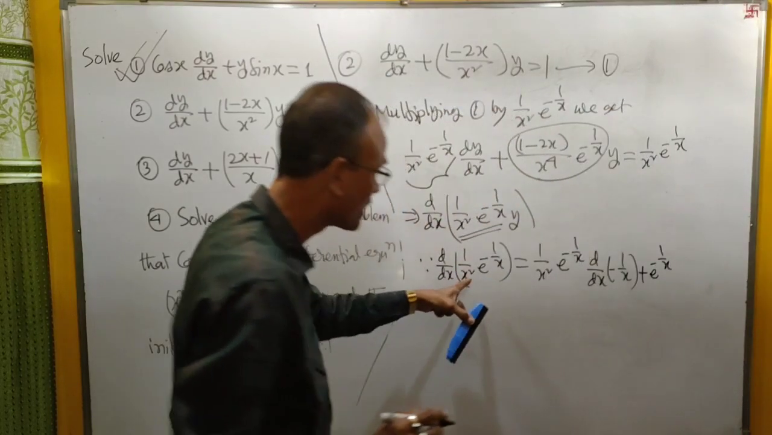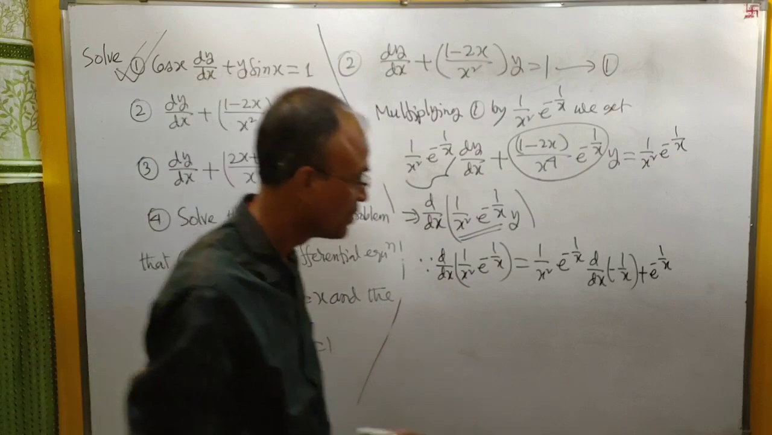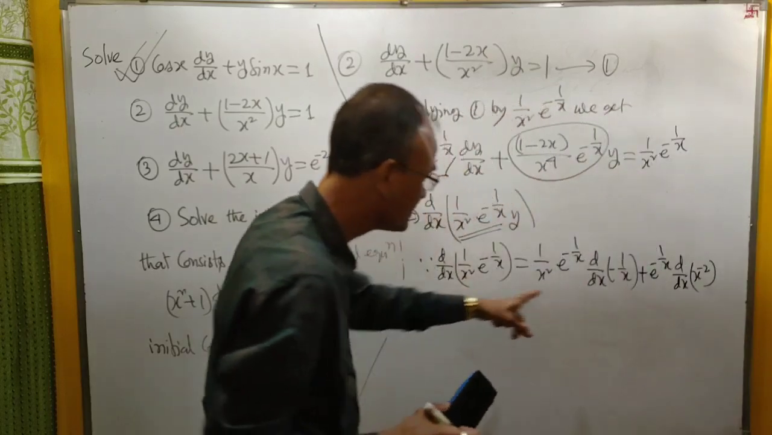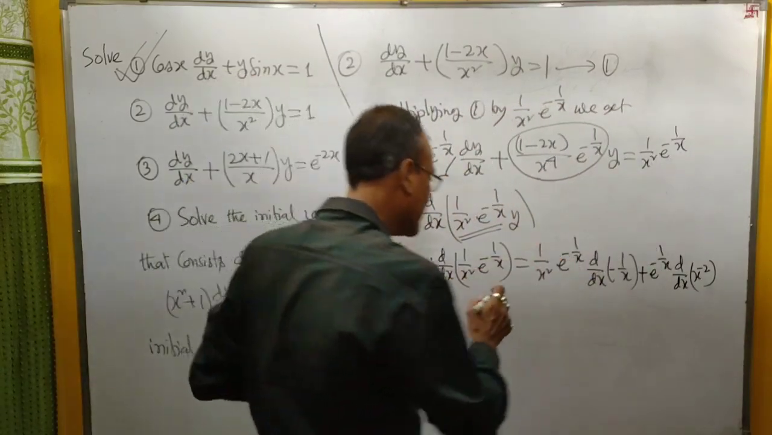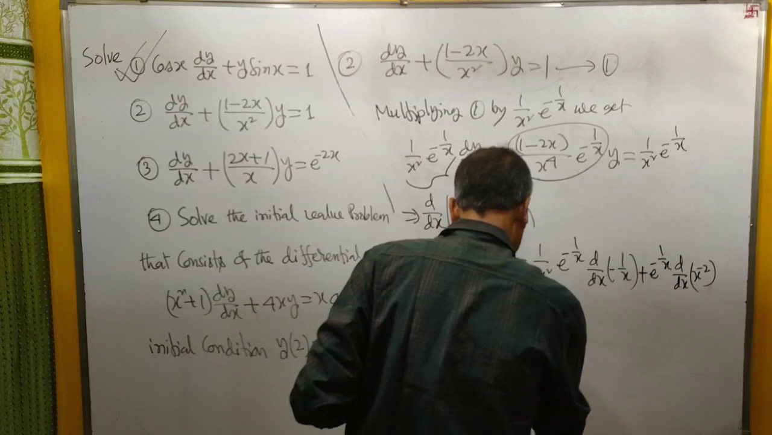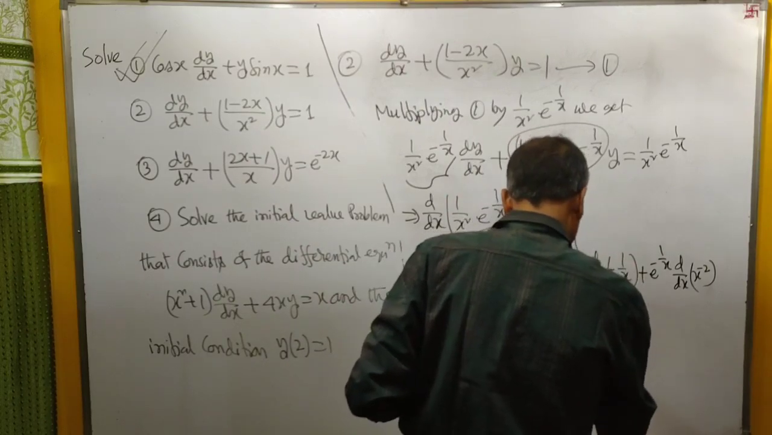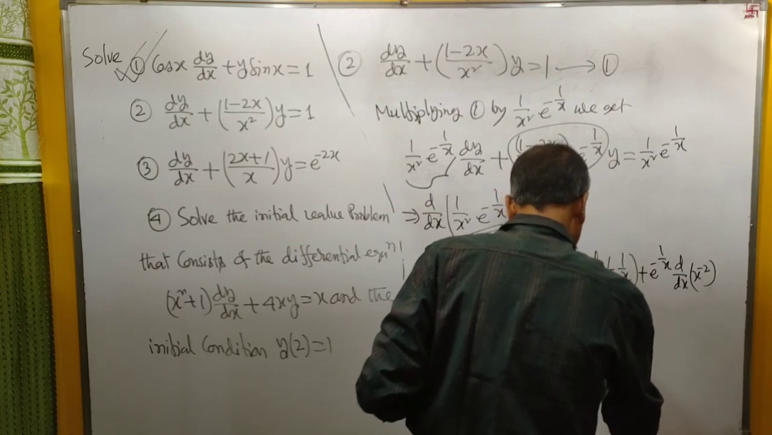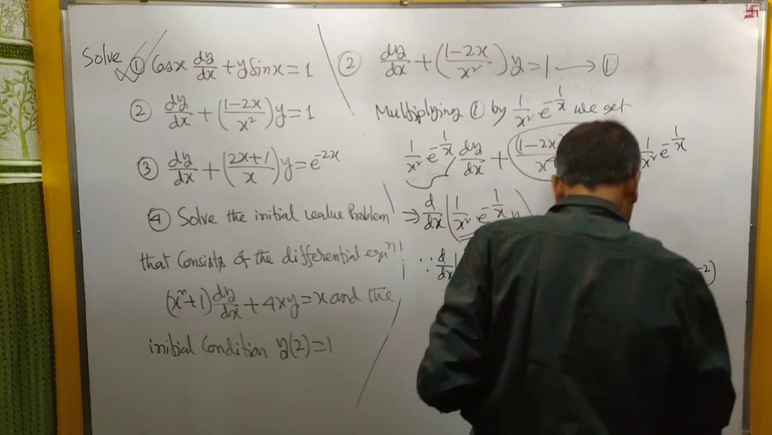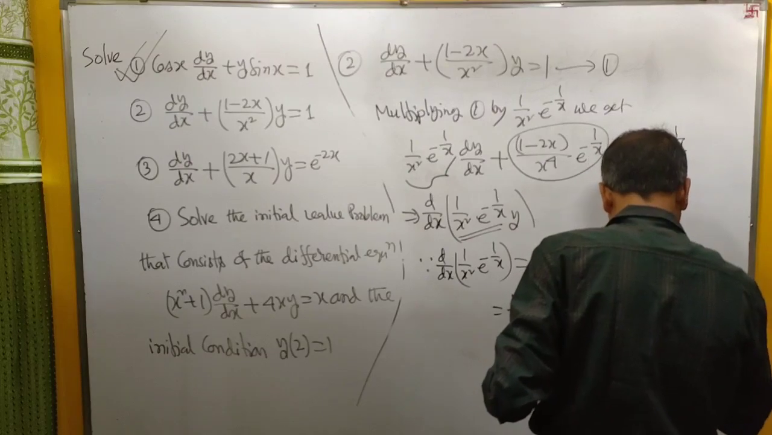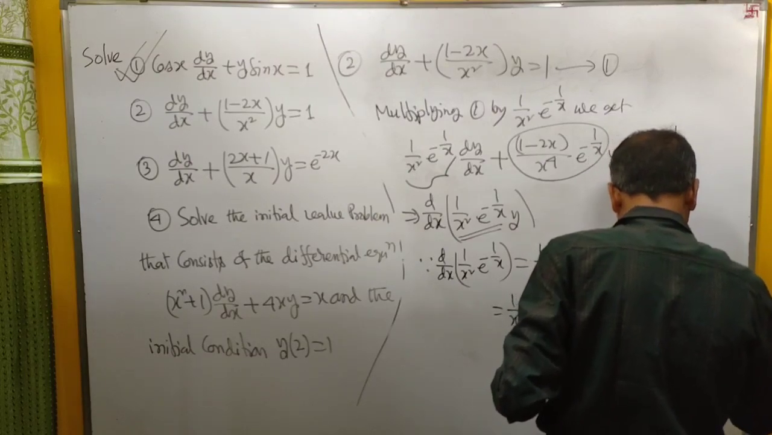The differentiation of 1 by x square. What is the differentiation of 1 by x square? It means x to the power minus 2. 1 by x square means x to the power minus 2. This is equal to 1 by x square e to the power minus 1 by x into minus 1 minus x to the power minus 2, plus e to the power minus 1 by x into minus 2 x to the power minus 3.